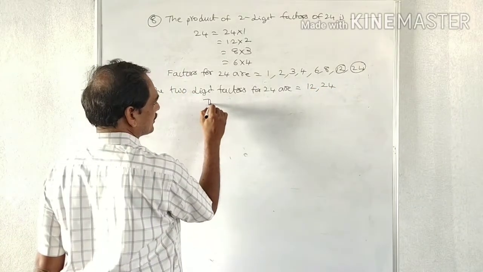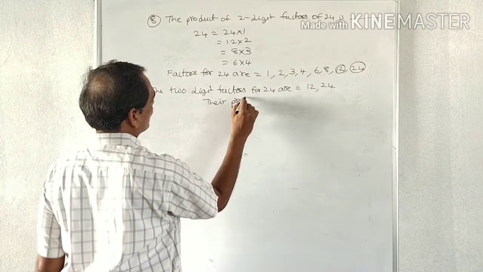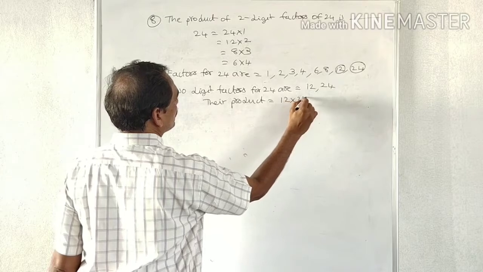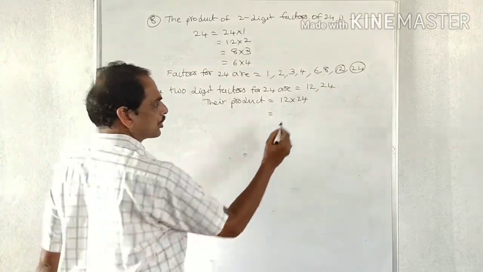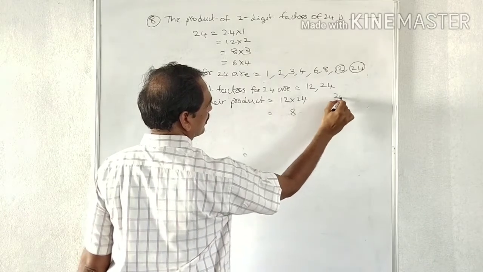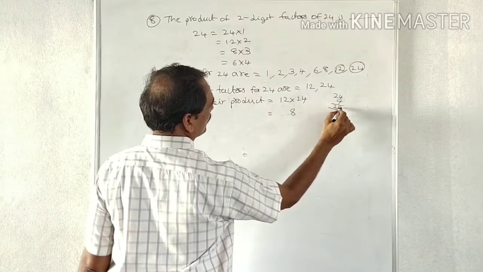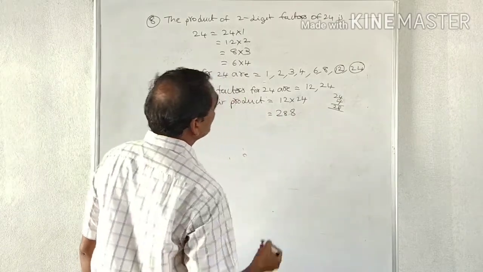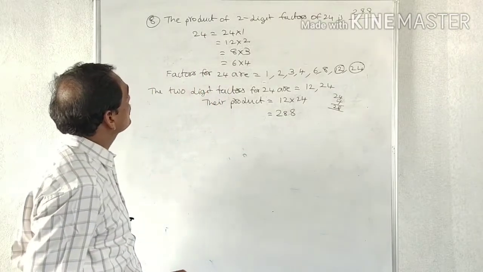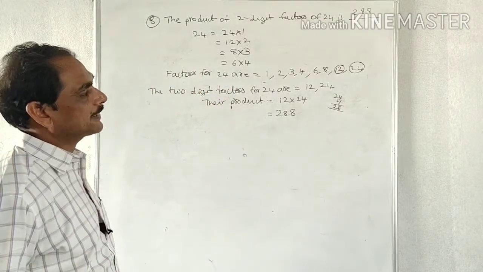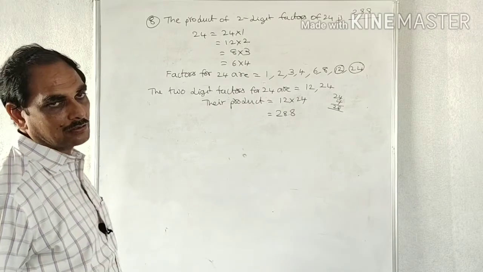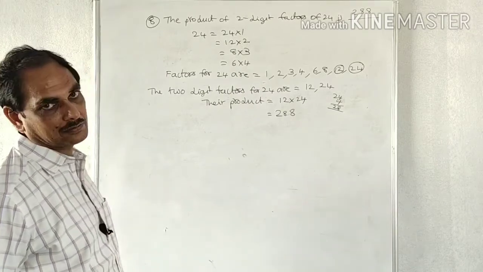So their product is equal to 12 into 24. 24 twos are 48. 24 ones are 24. So by adding, 48 plus 240 we get 288. So the answer is 288. So this is the product of two-digit factors for 24. To find any problem, first we have to find the factors of that number.